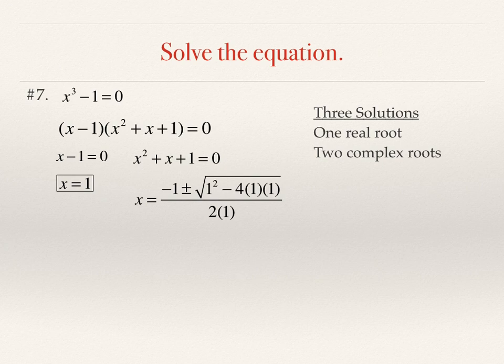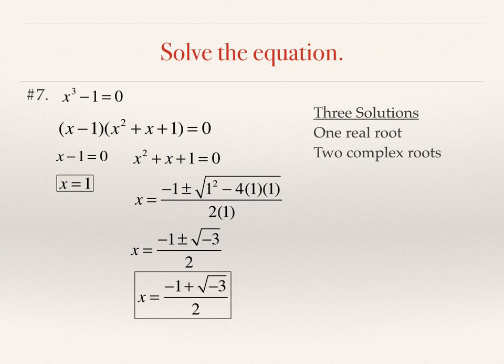Now we'll simplify under the radical. We call that the radicand. 1 minus 4 is negative 3. Now we can write our 2 solutions separately. Negative 1 plus the square root of negative 3 over 2, or negative 1 minus the square root of negative 3 over 2. Those should actually be rewritten with the letter i. The first solution should be negative 1 plus the square root of 3 i over 2. The second one, negative 1 minus the square root of 3 i over 2.